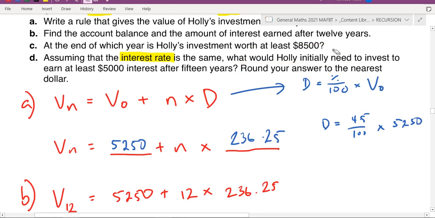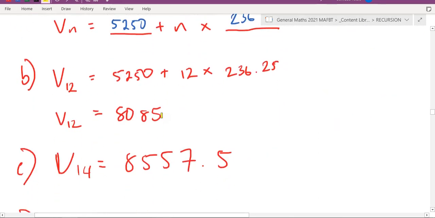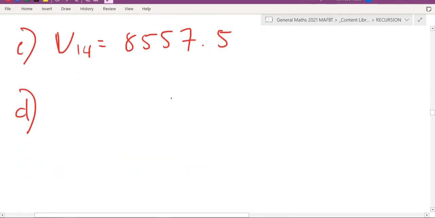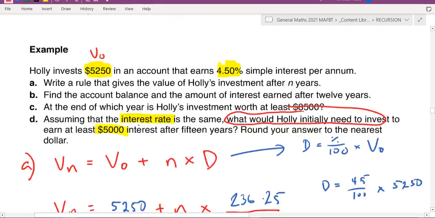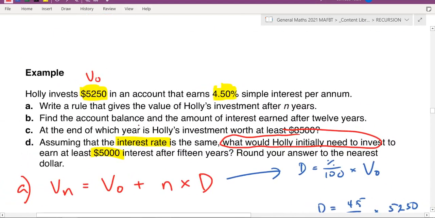Okay, so this is saying, what's the V0 going to have to be in order to get at least $5,000 in interest after 15 years? And then this 5,000 here, also important because it'll tell us how much interest you'll earn, but we need to round our answer to the nearest dollar. Okay, so in terms of using the solve function, do we remember how to use that? You're literally just going to type solve.